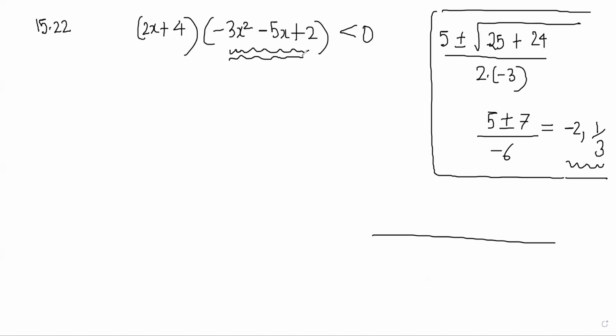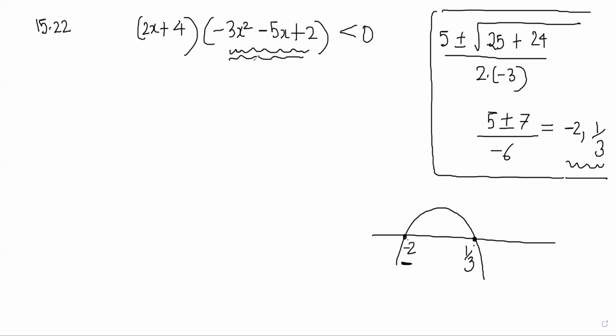What is the graph of the quadratic going to look like? Upward or downward facing? Downward. What are you trying to find here? We're trying to find the points where the quadratic is less than 0. These are the roots. It's less than 0 when x is less than -2, and then when x is greater than 1/3.